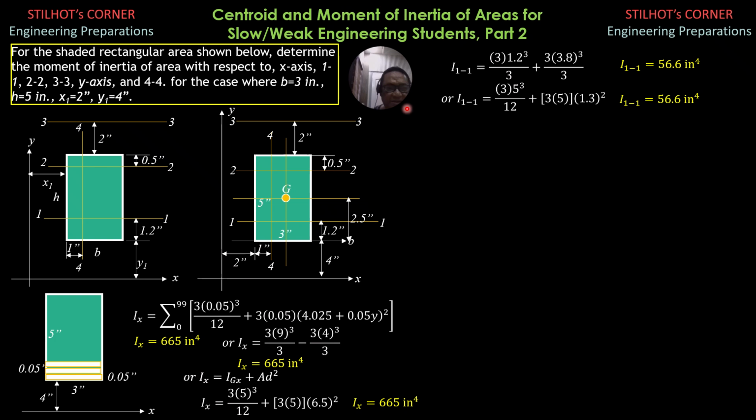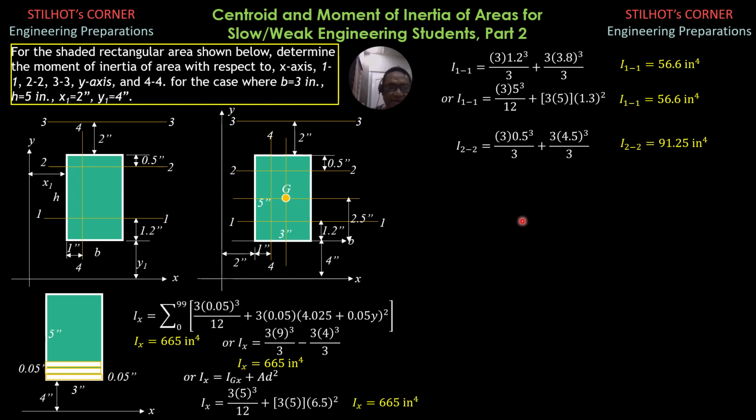With respect to axis 2-2, we use this same idea here that we have two rectangles, one of height 0.5, the other of height 4.5 inches, where 4.5 is 5 inches minus 0.5. So I22 is equal to 3 times 0.5 cubed over 3 plus 3 times 4.5 cubed over 3, and that is equal to 91.25 inches to the fourth.